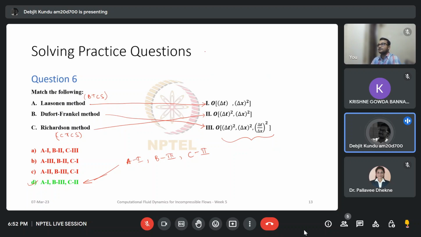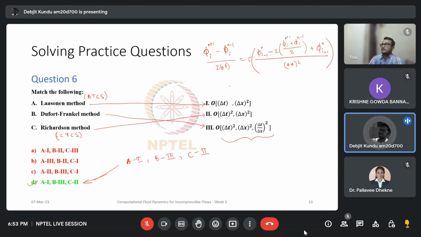So basically what was done is, let's say if we write down the equation once again. I have in Bruford-Frankel method, phi I n plus 1 minus phi I n minus 1 divided by 2 delta t. Then on this side, I have this gamma delta x squared into phi I n, phi I minus 1 n, minus of 2 into phi n plus 1 I plus phi n minus 1 I plus phi n I minus I plus 1. So this is the Richardson method.